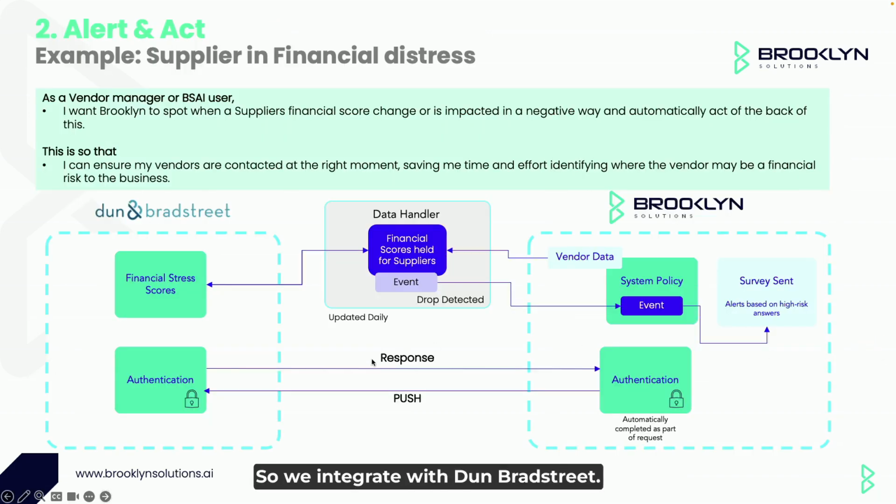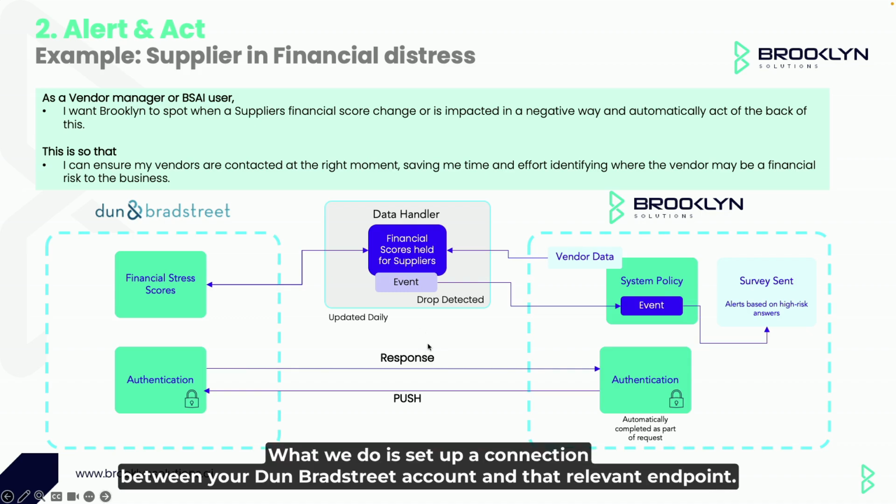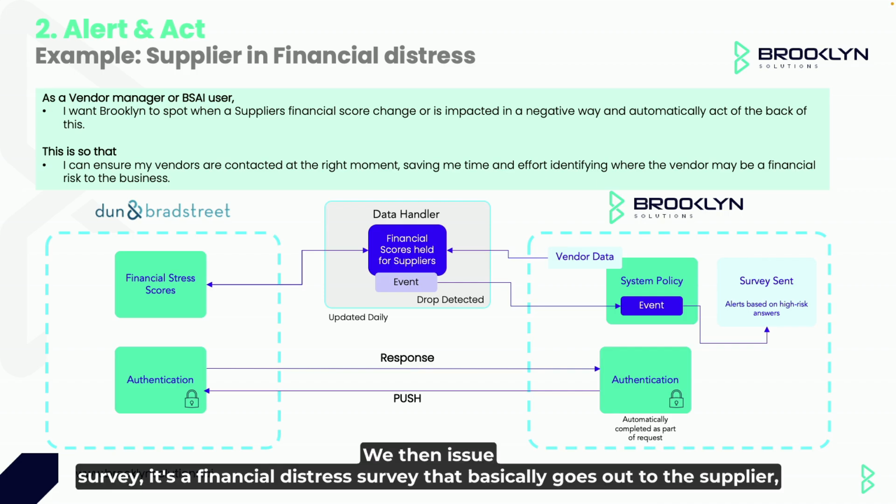This is an example of alert and act. So we integrate with Dun and Bradstreet. Dun and Bradstreet has an endpoint called a financial stress score. What we do is set up a connection between your Dun and Bradstreet account and that relevant endpoint. We then watch that for a match in terms of supplier information, and if we detect a drop on one of your suppliers, we then issue a survey.